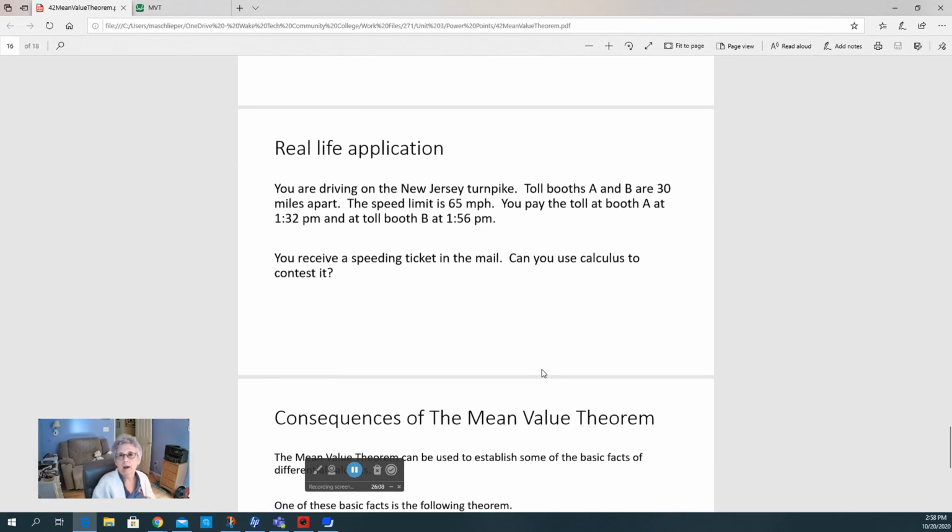Let's look at this real life application. So, you are driving on the New Jersey Turnpike. Toll booths A and B are 30 miles apart. The speed limit is 65 miles per hour. You pay the toll at booth A at 1:32 and at toll booth B at 1:56 p.m. You receive a speeding ticket in the mail. Can you use calculus to contest it? Or can they use calculus to prove that you deserve it? So let's see. So what does that mean?